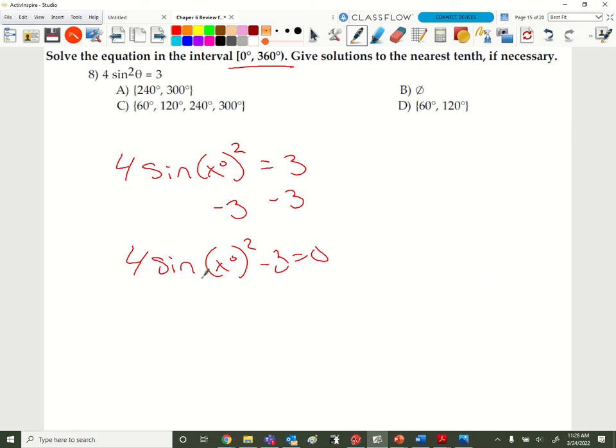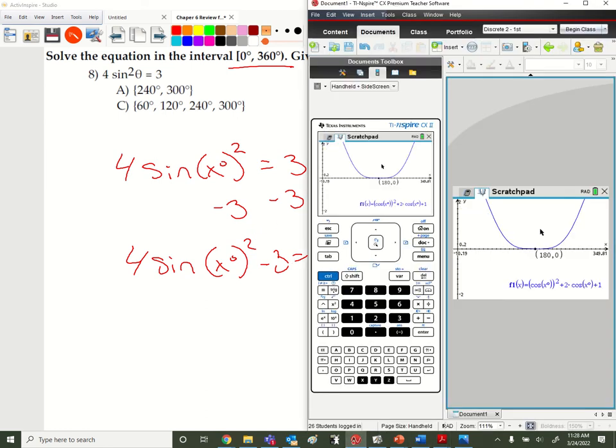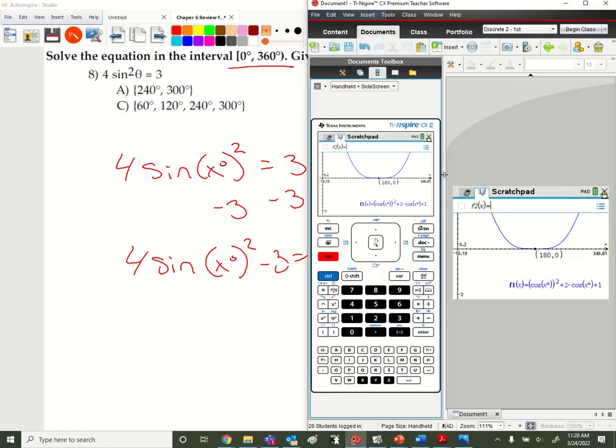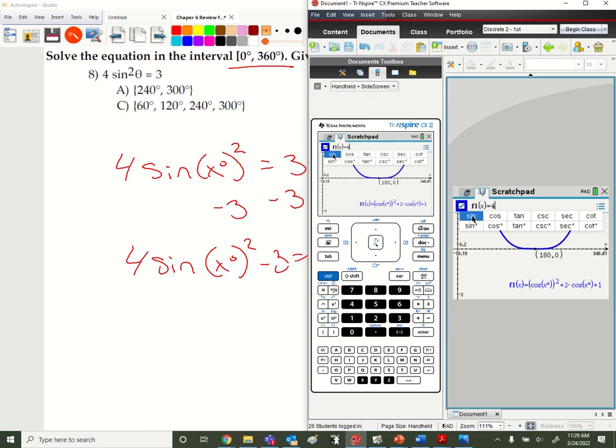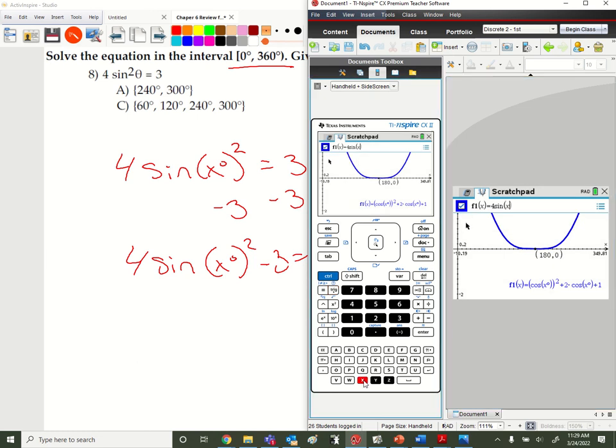So 4 sine x squared minus 3. Let's see. In my tab, arrow up, and I'm just going to clear that out. So 4 sine x degrees close square minus 3. There we go.